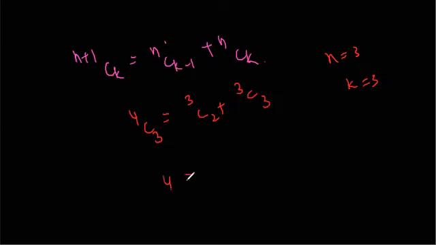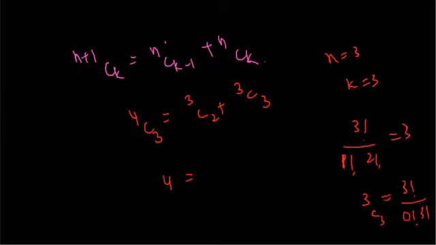4C3 value was 4. 3C2 value will be 3 factorial by 1 factorial into 2 factorial, which is basically 3. While 3C3 will be equal to 3 factorial by 0 factorial into 3 factorial, which is equal to 1. So 1 plus 3 is 4. Now let's see this with the help of an example.